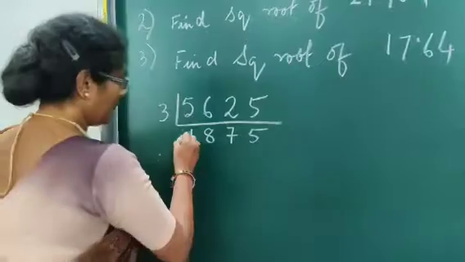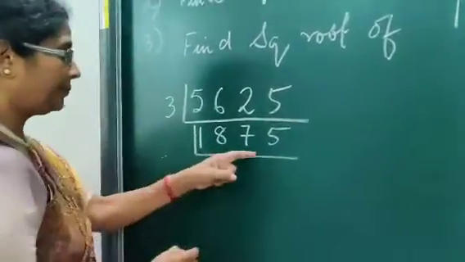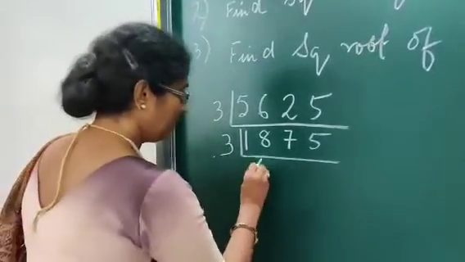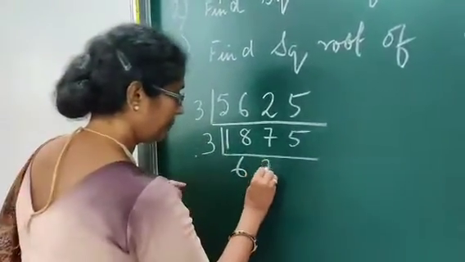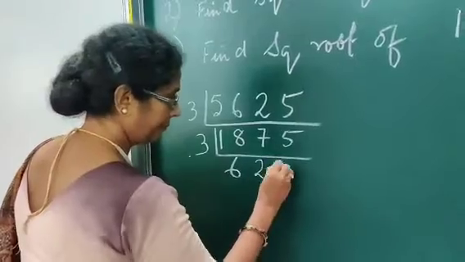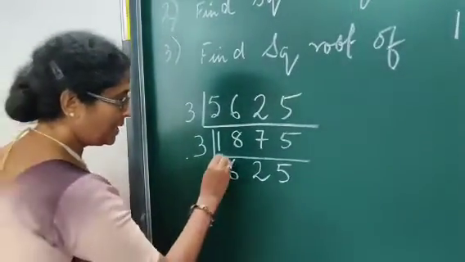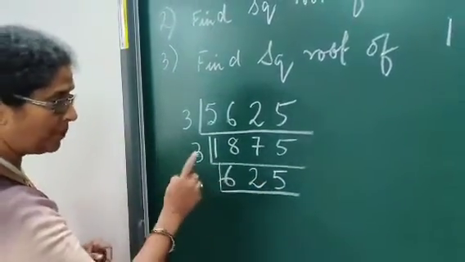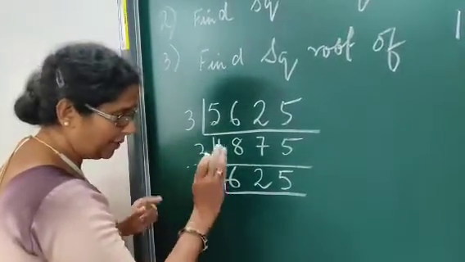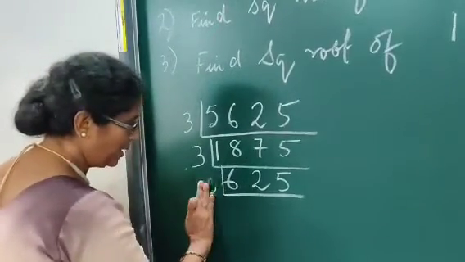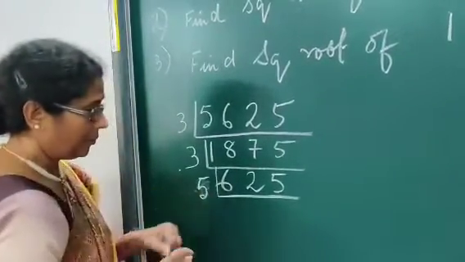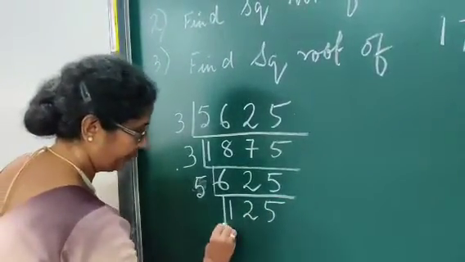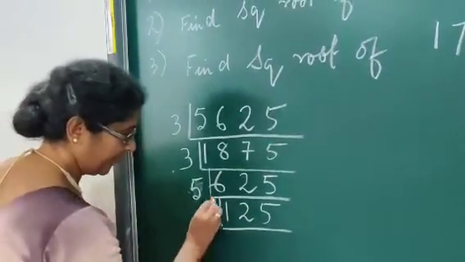Again it is divisible by 3. Now this number is divisible by 5, as the last digit is 5, but the sum is not divisible by 3. So this number is divisible by 5. And again by 5.